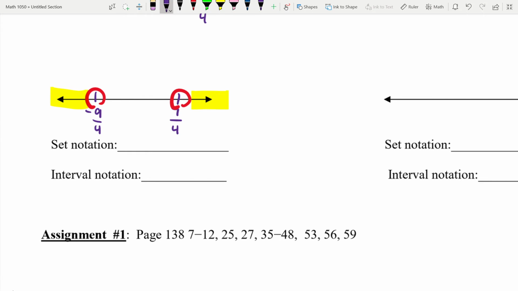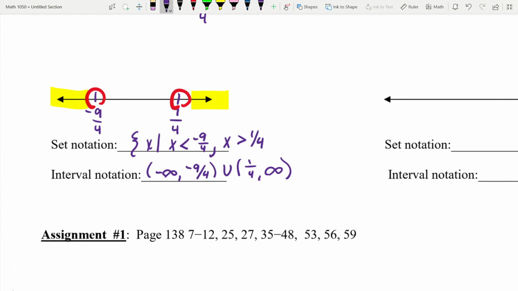Okay? Interval notation is negative infinity to negative 9/4 with a parenthesis, union, parenthesis, 7/4 to infinity, like that. Set notation is x such that x is less than negative 9/4, comma, x is greater than positive 7/4, close it off and you're done.